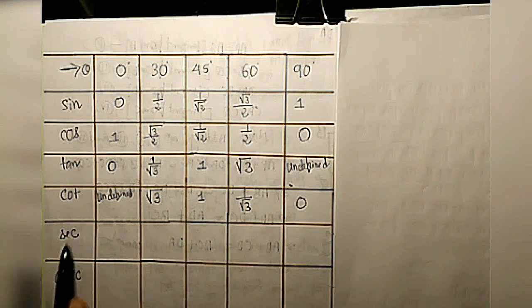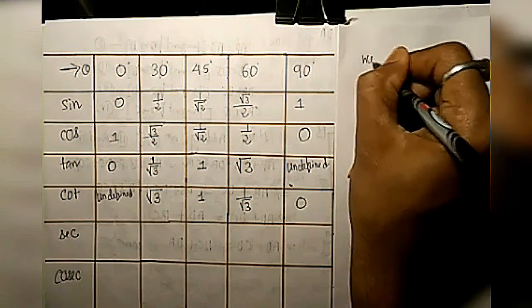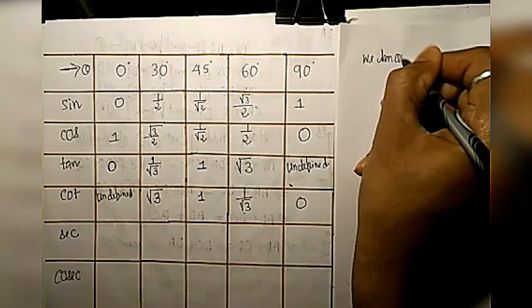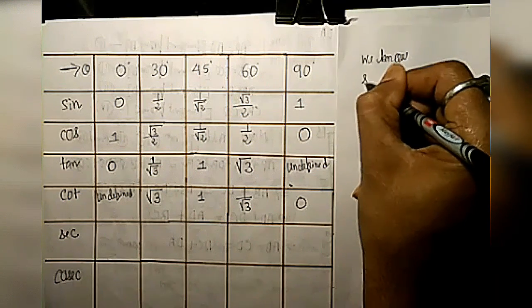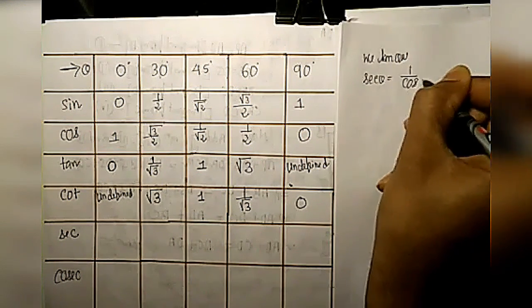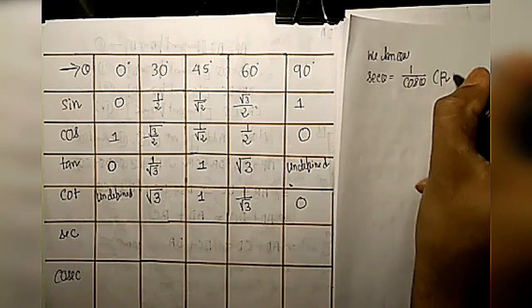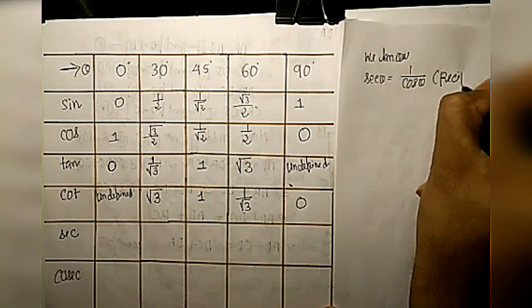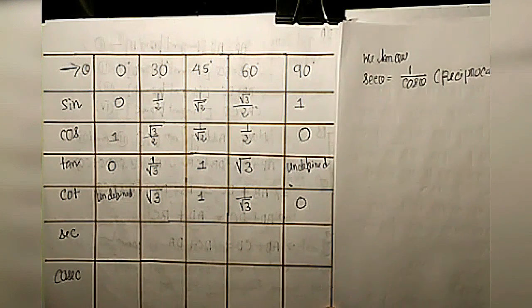So next we need to find the value of sec and cosec. So we know that sec and cos are reciprocal. So sec theta equals 1 by cos theta. We have already learned this in the relationship between the trigonometric ratios. So sec theta equals 1 by cos theta, reciprocal.